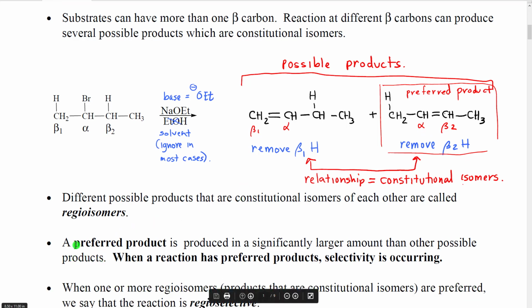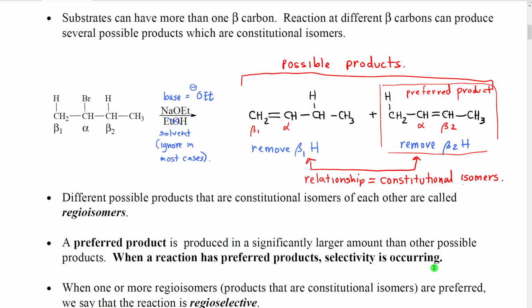When we have this situation, we often will have what we call a preferred product. A preferred product is produced in a larger amount than any other possible products. When a reaction has preferred products, selectivity is occurring. And since this is selecting between possible regioisomers, we call this regioselectivity.